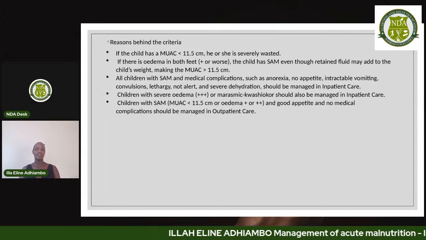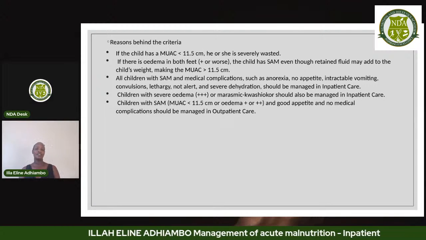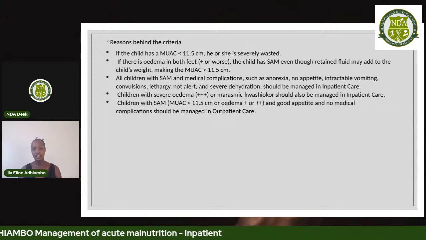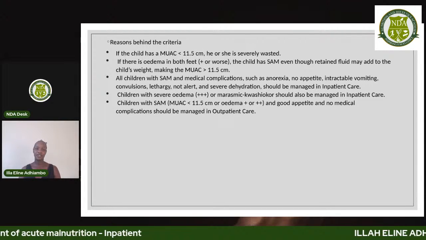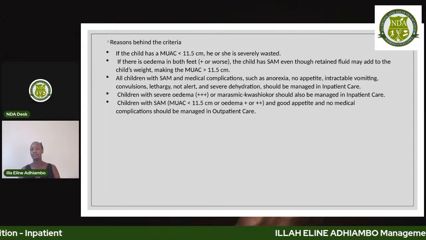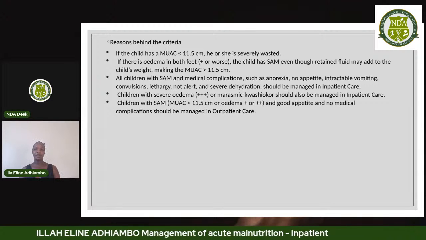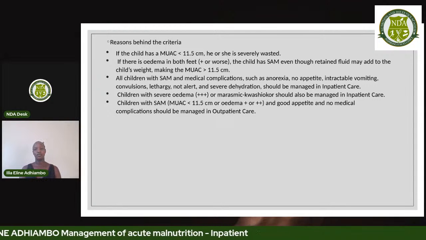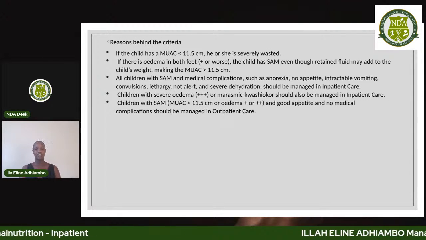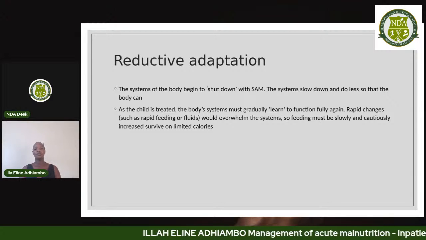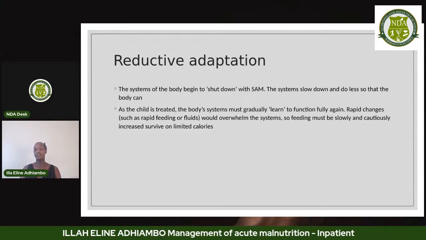Any child with severe malnutrition and a medical complication is a candidate to be admitted in the hospital to get all the necessary treatment. And children with severe edema who have marasmus and kwashiorkor at the same time, we have to manage them as inpatients. And a child who doesn't have a good appetite, obviously you can't send that child home. You have to treat them first so that they can get well. So I'm going to look at reductive adaptation.